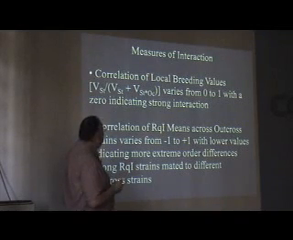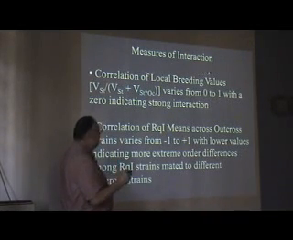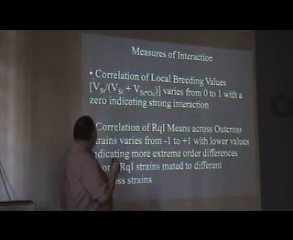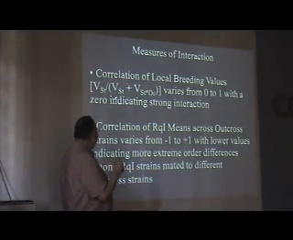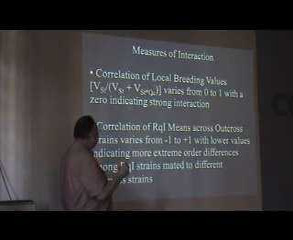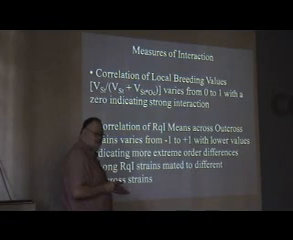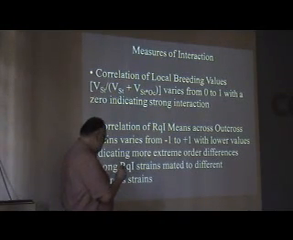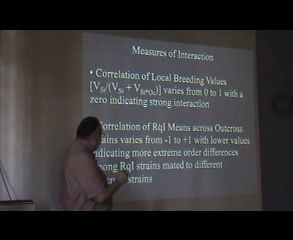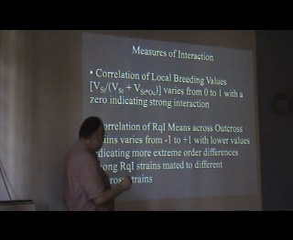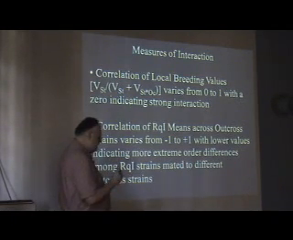These results are presented in 2 ways. The correlation of local breeding values, which is the variance between strains divided by the variance between strains plus the interaction variance between strain and outcross. That's going to vary from 0 to 1. A 0 indicates a strong interaction and a 1, no interaction. We can also have the correlation of the recombinant inbred strain means across outcross strains, and that's going to vary from -1 to +1, with lower values indicating more extreme order differences amongst the strains mated to the different outcross ones.